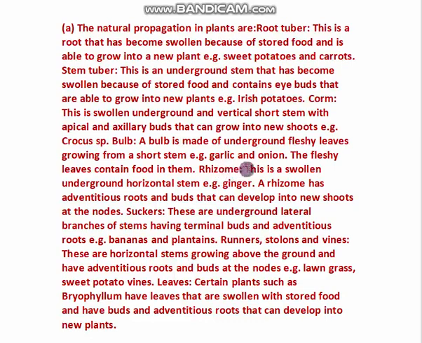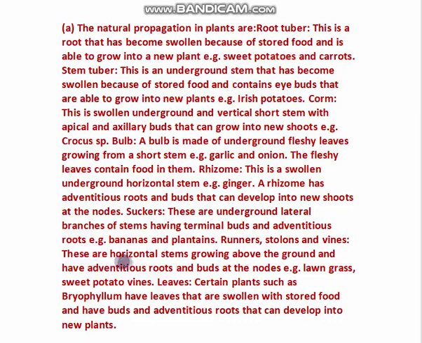Then rhizome, this is a swollen underground horizontal stem, e.g. ginger. A rhizome has adventitious roots and buds that can develop into new shoots at the nodes. Suckers, these are underground lateral branches of stems having terminal buds and adventitious roots, e.g. bananas and plantains.